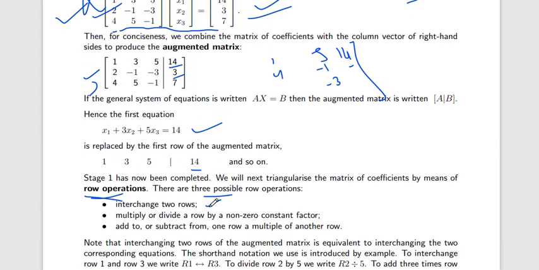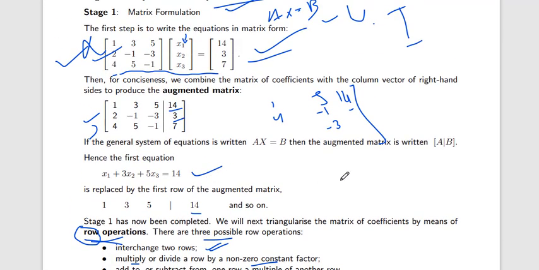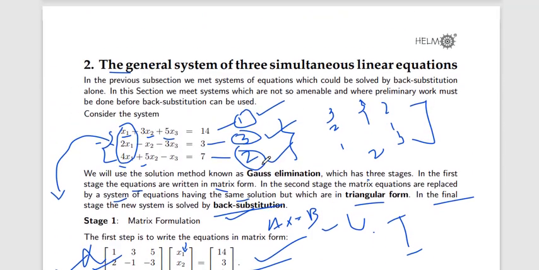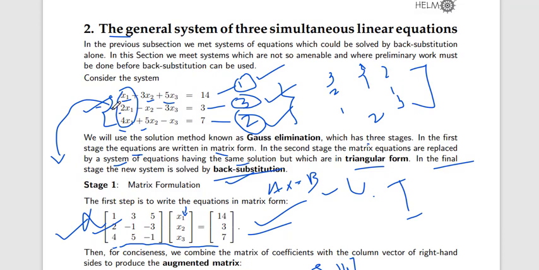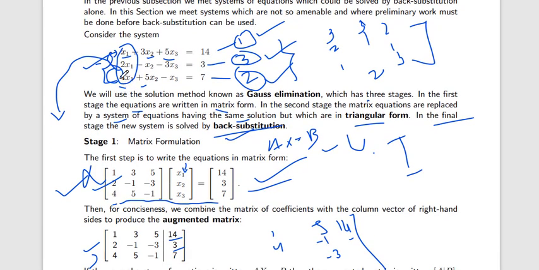So first, interchange of two rows. Second, multiply or divide a row by a non-zero constant factor. Here you write it as a row operation, not column, because if we try to apply multiplication, division or interchange on columns, then the equation will change. The first equation would be interchanged with the second equation, so it is not possible, but we can change the whole row.